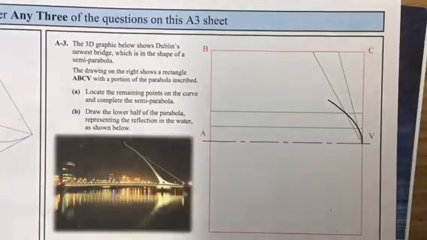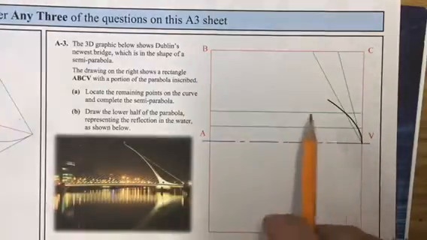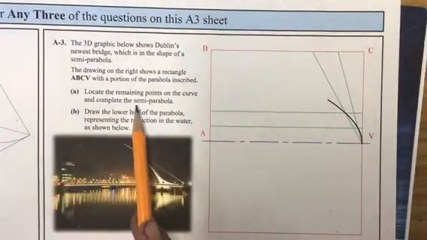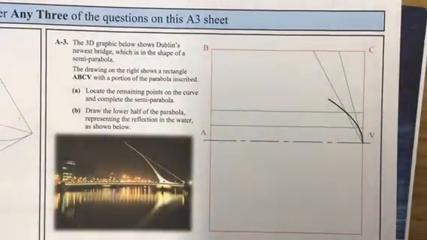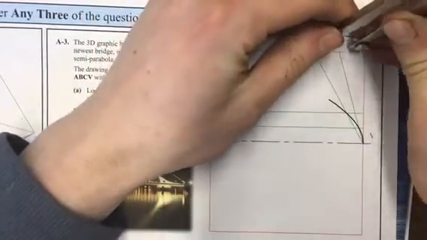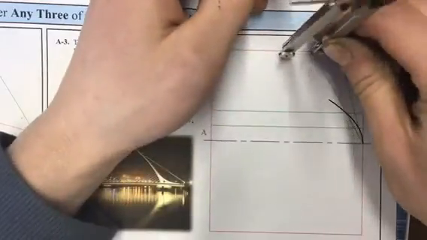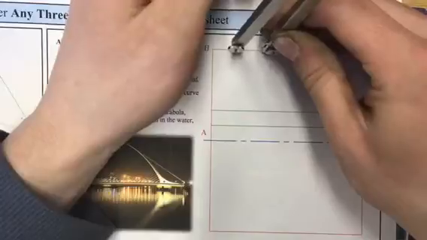So in this question it's to do with the parabola. The 3D graphic below shows Dublin's newest bridge, which is in the shape of a semi-parabola. The drawing on the right shows a rectangle ABCV with a portion of the parabola inscribed. Locate the remaining points on the curve and complete the semi-parabola. All you do there is, you already have two of these distances. So I'm just going to take that distance again. There's no need to divide it up, you just take that distance and mark them off along there, and that works out perfect at the end there.